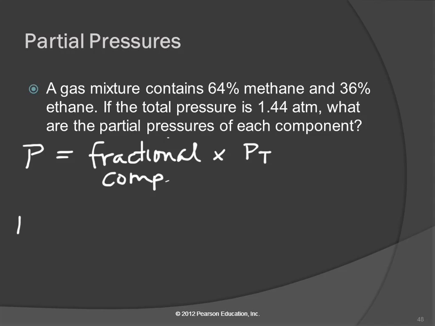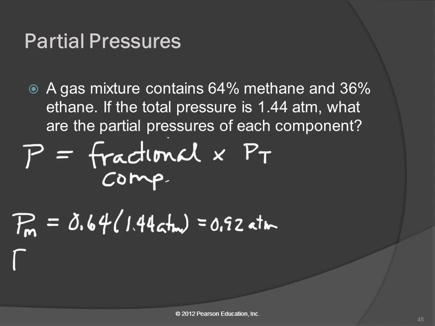Well, let's abbreviate methane as an M. The partial pressure of methane is its fractional composition. What's the fractional composition of methane? 0.64, right? 0.64 times the total pressure, 1.44 atmospheres. 0.64 times 1.44 is 0.92 atmospheres.